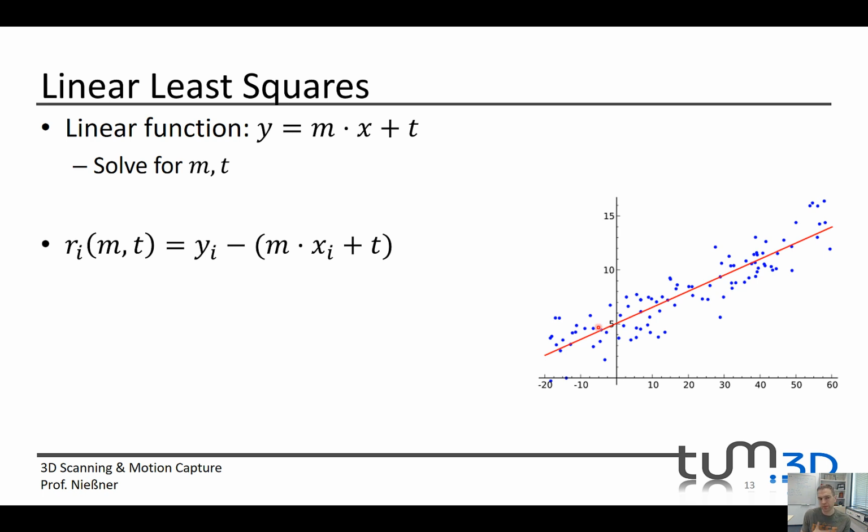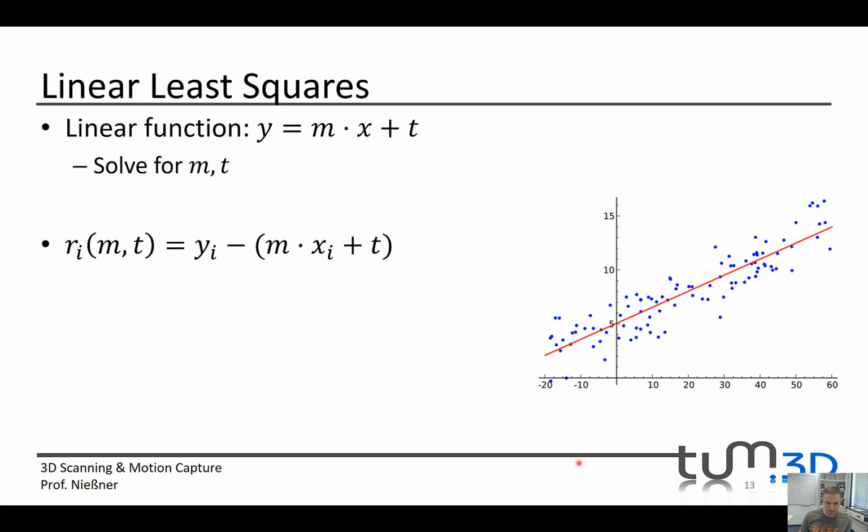It's very straightforward, but when I talk about this, I will always tell you to look at the residuals, how many do we have, and look at how many unknowns we have. In this case, we have 2 unknowns, m and t, and the number of residuals is equal to the number of 2D points that we have here.